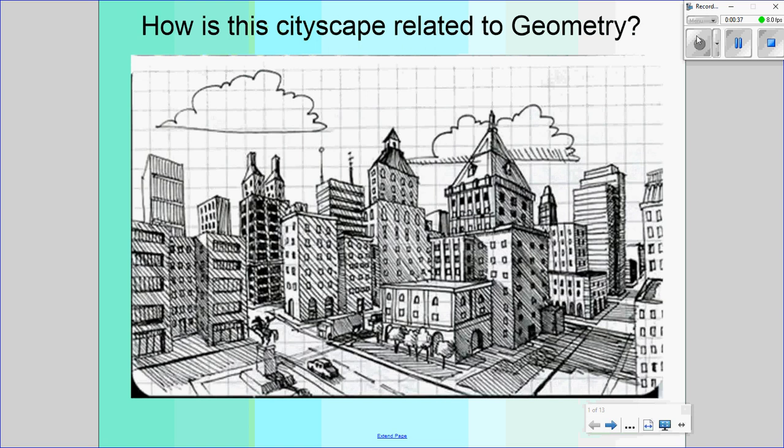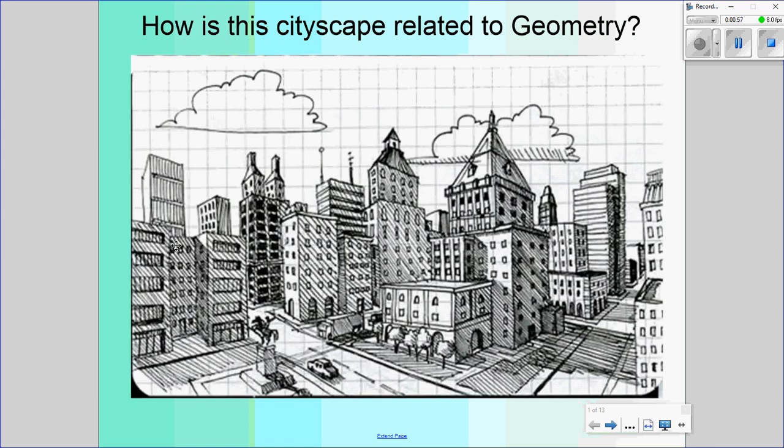Well, when you think of geometry, you think of shapes. There are many different shapes that you know. We have like squares, rectangles, circles, trapezoids. So if you were to look at the cityscape, you'll notice the different shapes that appear.